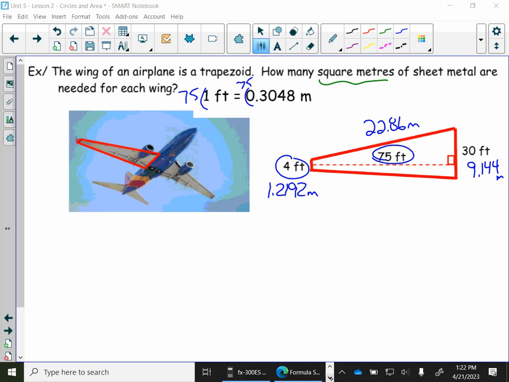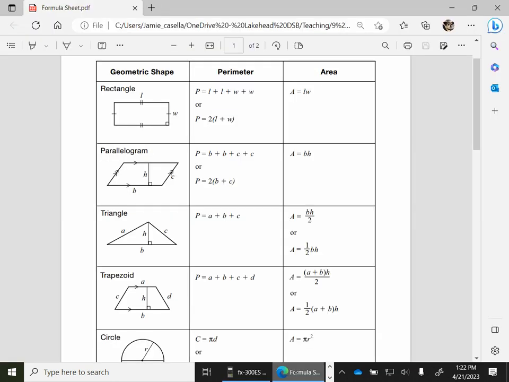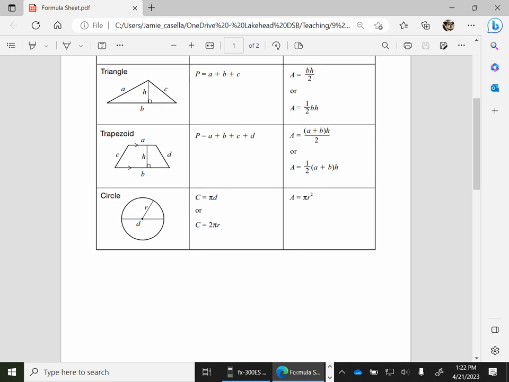Okay, let's go find out how to do the area of a trapezoid. Ooh, it's got a messy formula. So here's my trapezoid formula. I, again, like the top one with the divide by 2 in it, though you could use the 1/2. Totally makes sense.